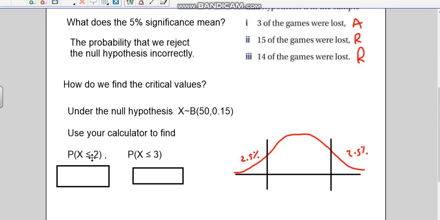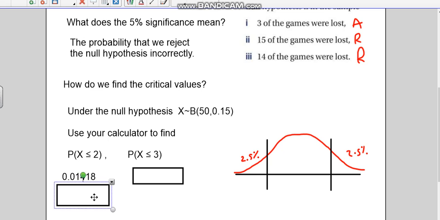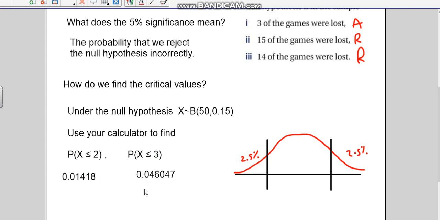So the probability x is less than or equal to 2 is 0.1418. I do the same again, change the 2 for a 3 and look at the probability that x is less than or equal to 3, and that comes out as 0.046047. Now I needed that critical region to be 2.5%. So the probability of being less than or equal to 2 is 0.014, which is 1.4%, and this one would be 4.6%.